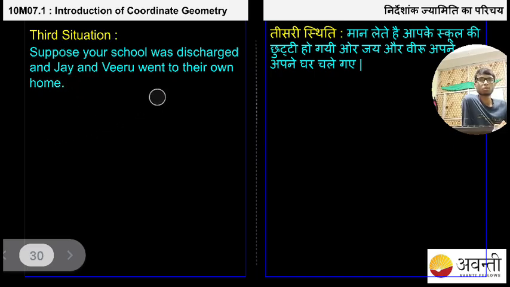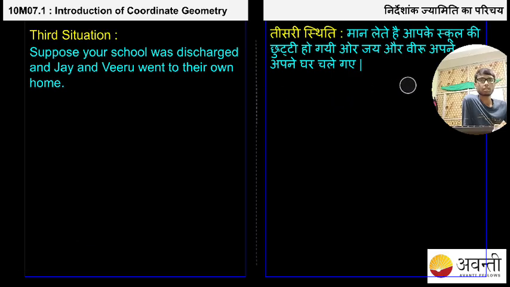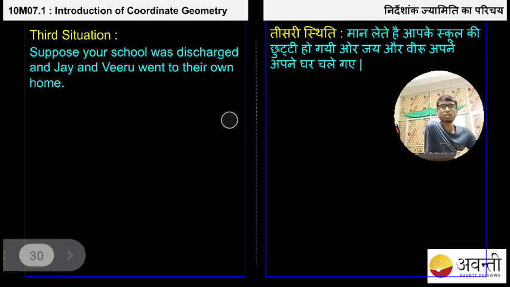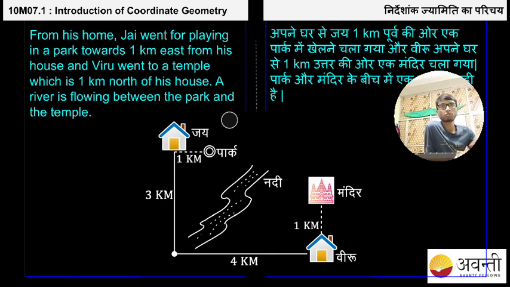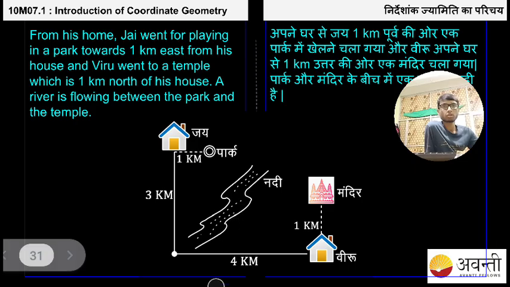Third situation, suppose your school was dismissed and Joy and Viru went to their own homes. Here, where is the school? This is the Mandir and this is the river. This is Viru's house and this is Jay's house. But where is the school?